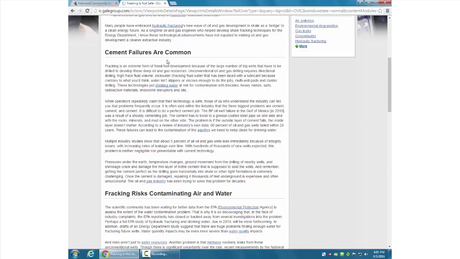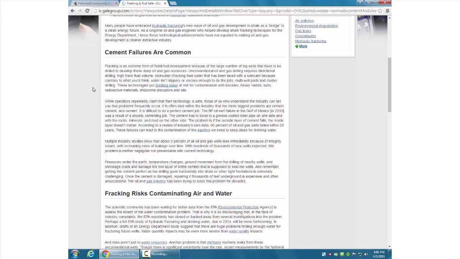Cement failures are common. Again, a subpoint pulled out in the form of a subtitle. Fracking is an extreme, note the language choice, an extreme form of fossil fuel development because of the large number of big wells that have to be drilled to develop these deep oil and gas resources. Unconventional oil and gas drilling requires directional drilling, high frac fluid volume, slickwater, fracking fluid water that has been laced with a lubricant because, contrary to what you'd think, water isn't slippery or viscous enough to do the job. Little side explanation for readers. Multi-well pads and cluster drilling. But we can also see with such terminology, cluster drilling, he might be assuming an audience, particularly on this website, with some familiarity with natural gas production or extraction techniques.